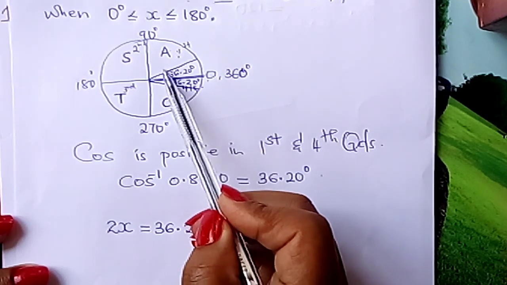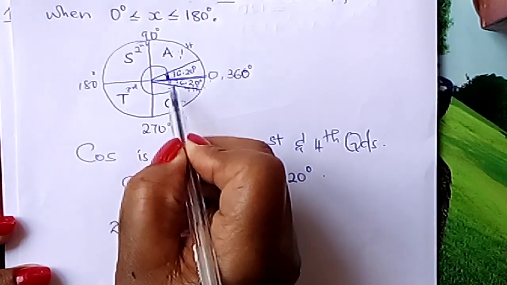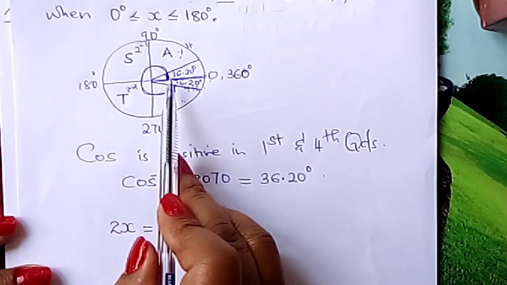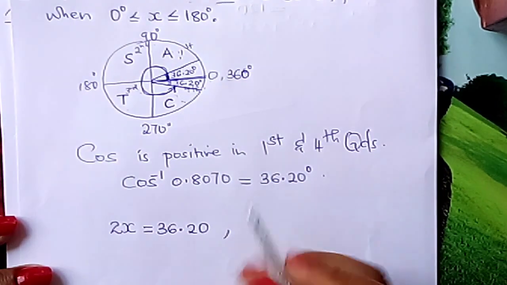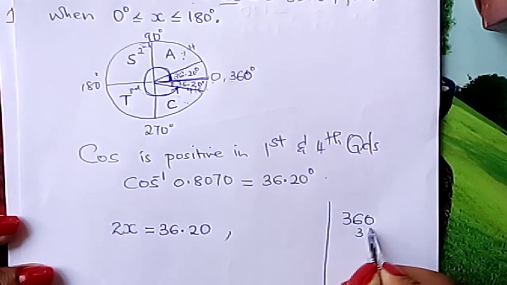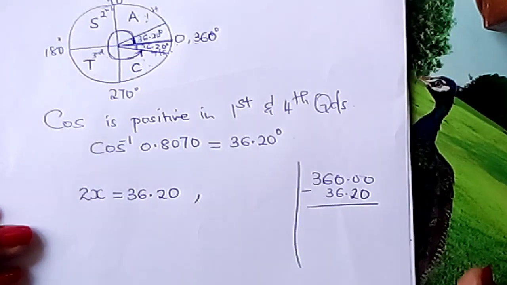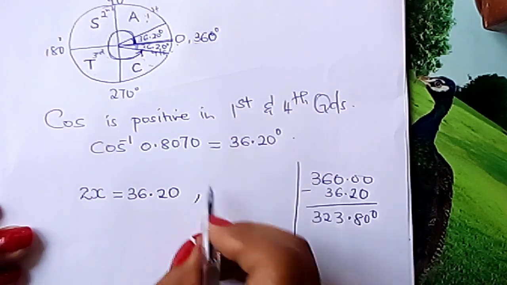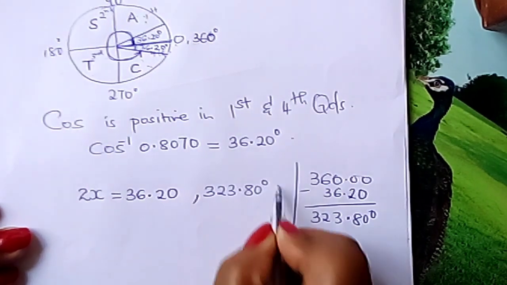My angle starts all the way from here, like this reflex. Look at this line, this reflex from here, 0, all the way like that, up to here. Which is this reflex angle? This reflex will be 360 minus this acute. So it will be 360 minus 36.20, learner. You subtract this, you should get 323.80 degrees. So in the fourth quadrant, learner, our angle is that one there.